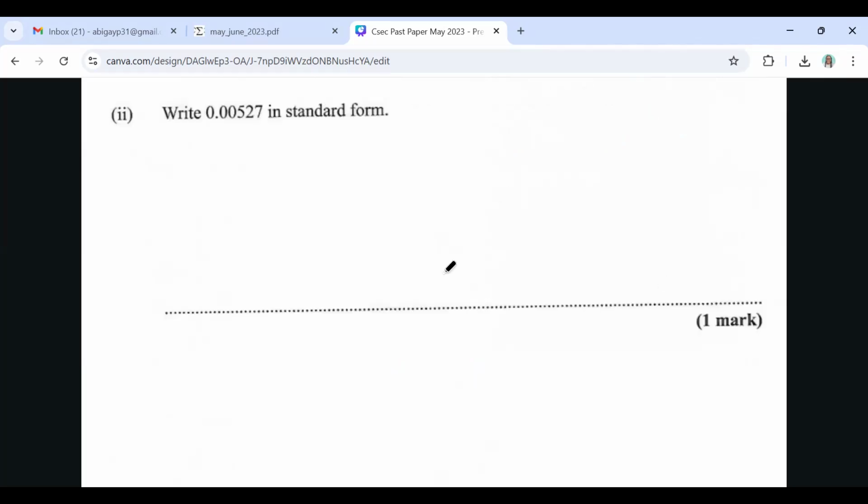All right. This is right. 0.00527 in standard form. I'm gonna write this back over.